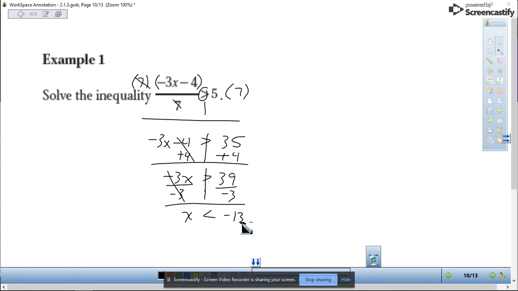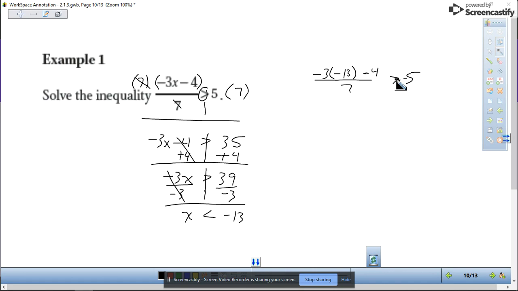Okay? Now what we should be able to do is plug that back into the original and make sure it works. So negative 3 times negative 13 minus 4, divided by 7, should be greater than 5. Okay? So let's see if that actually works. And what you're going to find is, even though we got a greater than symbol here, this is actually going to make the two things equal.